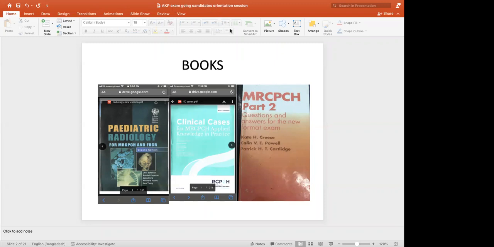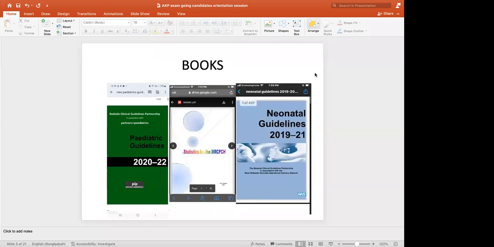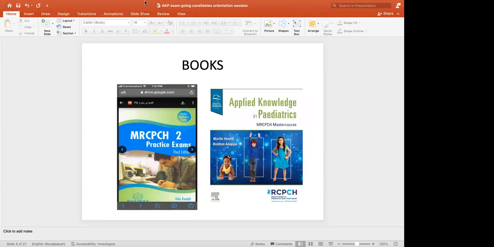Okay, so these are the books. First of all, the radiology book. You can see the pictures of the books; you can download them from the Telegram channel. This is the radiology book and clinical cases for AKP and MRCPCH in the new format. Then this is the new pediatric and neonatal guideline, and this is statistics for MRCPCH. Then this is a very old practice exam book, the writer is Gilles Kendall. It is very old, but there is some important data in it, and you can read it one time.